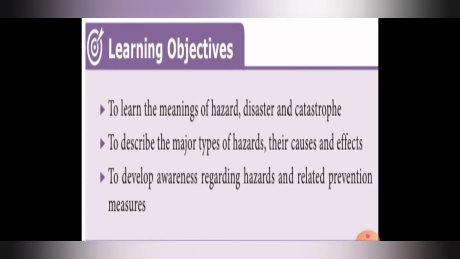Okay, next, to describe the major types of hazards, their causes and effects. We are going to learn about the types of hazards and its causes and what effects it gives. Okay, third one, to develop awareness regarding hazards and related prevention measures. So what kind of awareness we need to develop regarding hazards? Okay, ஒரு ஆபத்து வருதுன்னா நம்ம எப்படி அதிலிருந்து காப்பாற்றிக்கிறதுக்கு முன்னெச்சரிக்கையாக இருக்கணும். That is called as what? Awareness, right? And the prevention, what prevention we are going to take, that is what we are going to learn in this lesson.